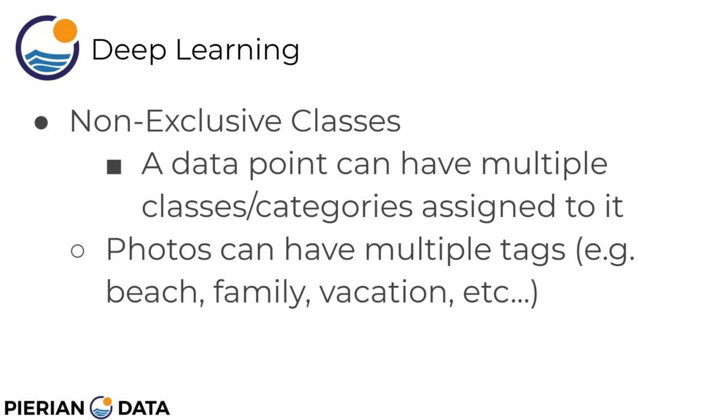So first off, for things like non-exclusive classes. Again, that's where a data point can have multiple classes or categories assigned to it. So for example, let's imagine your data happens to be a photo. A photo can have multiple tags. It can be tagged beach, family, vacation, etc. So it can have multiple classes or categories then assigned to a single photo.